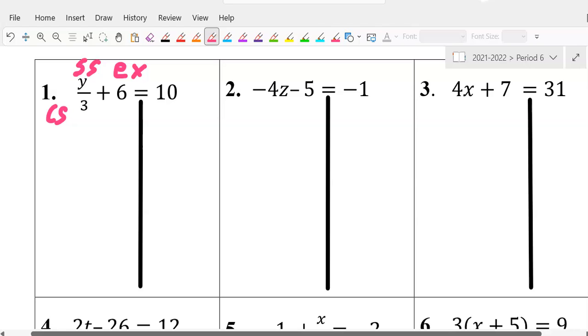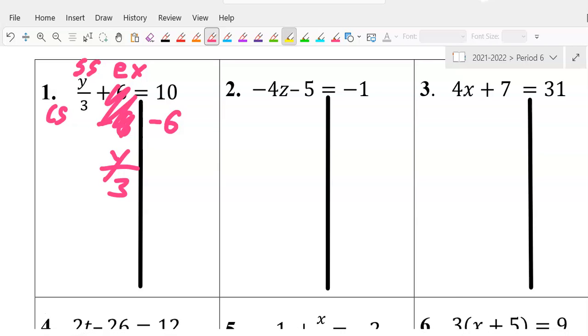Okay, so he said we get rid of the 6. How do we do that? Negative 6 on both sides. Or we could say add 6, the opposite is subtract 6. Okay. So 6 is gone. Go bye-bye. It's gone. Okay, we copy back down our y over 3.